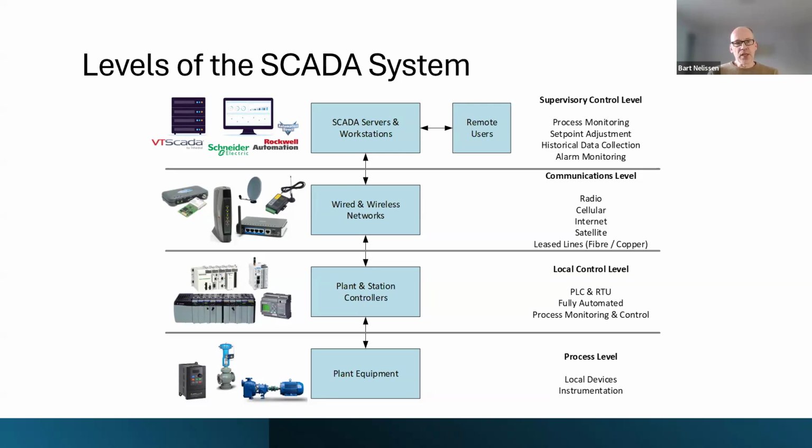A PLC is connected to an architecture or a network, a communication type level. That communication is the 3rd level of a SCADA system, and that can be a variety of all sorts of different things. The 4th level of a SCADA system is the actual interface, the supervisory control. We'll talk a little bit more about all of these levels in a sec. So these are the 4 levels.